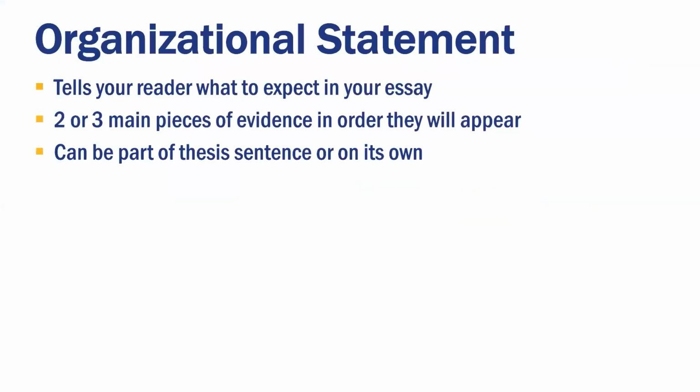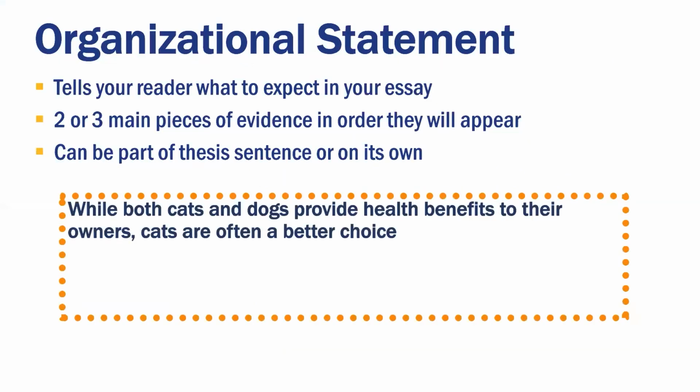And I want to show you an example. So this, just continuing with my theme of cats and dogs, is a thesis statement, right? Because you can see there's a topic, which is a better choice, cats or dogs, and there's a position. And I've gone a bit more in depth than just saying cats are better than dogs. I'm saying that while cats and dogs both provide health benefits to their owners, cats are a better choice. If I stopped right here, I would have a perfectly functional thesis.